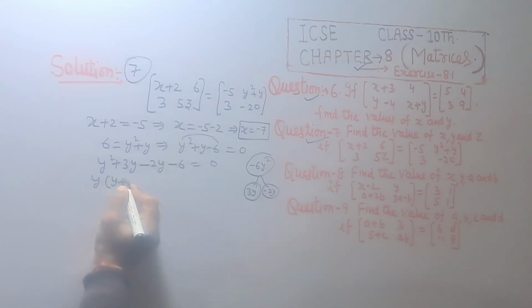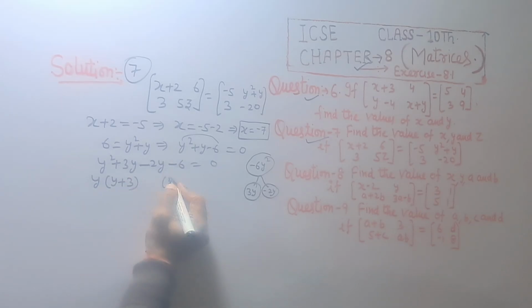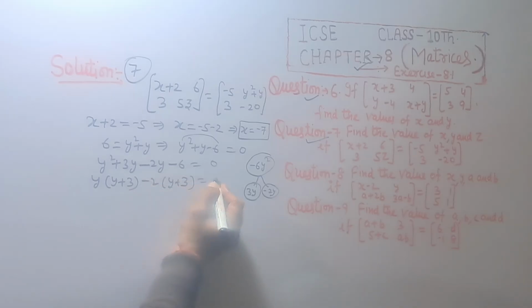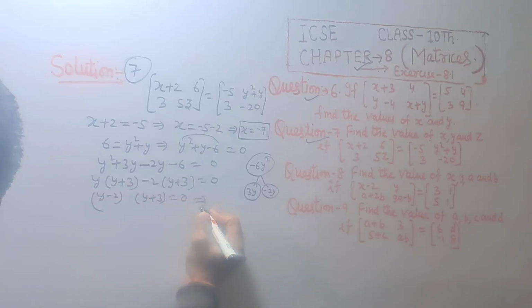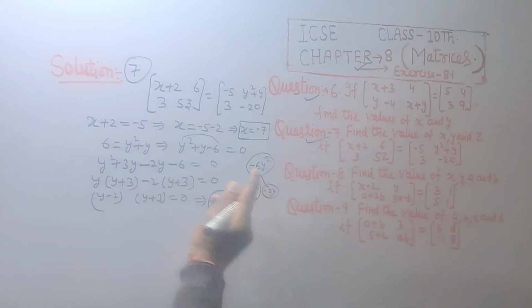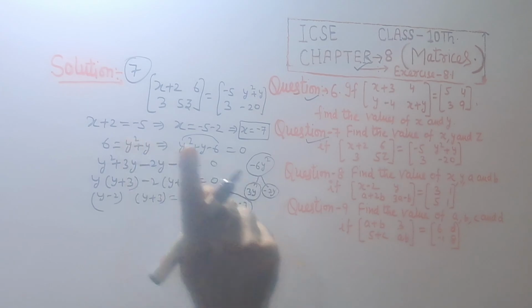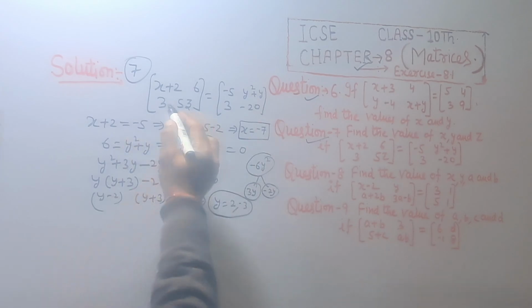Y is taking common, in bracket y plus 3, in bracket y plus 3 minus 2 is common, equal to 0. So y minus 2 and y plus 3 equal to 0, which implies we get the value of y equal to positive 2 and negative 3. We get the value of y is 2 and minus 3.